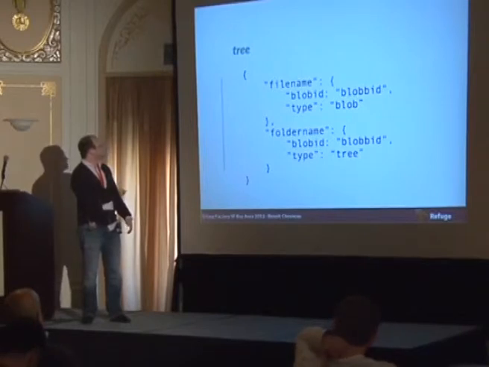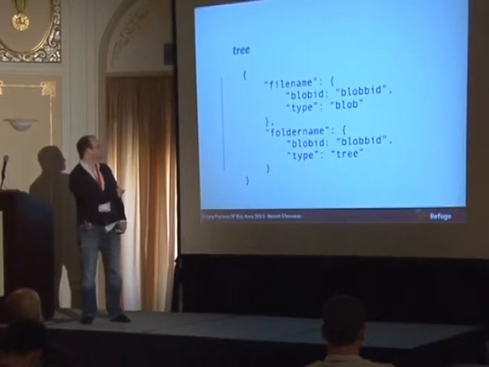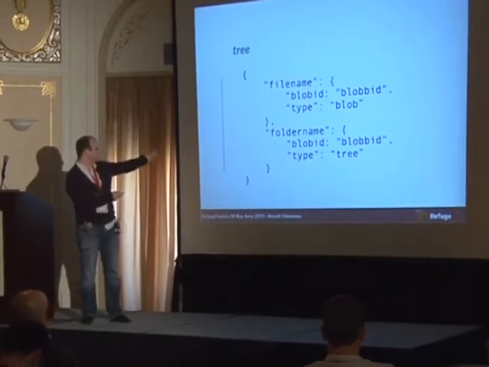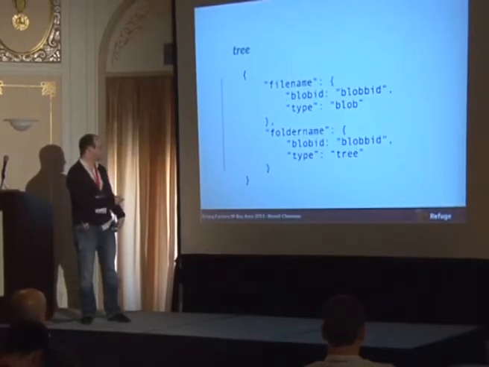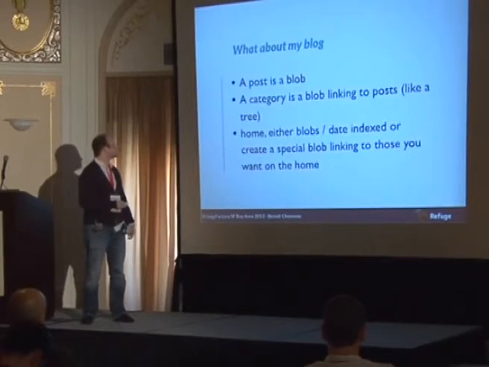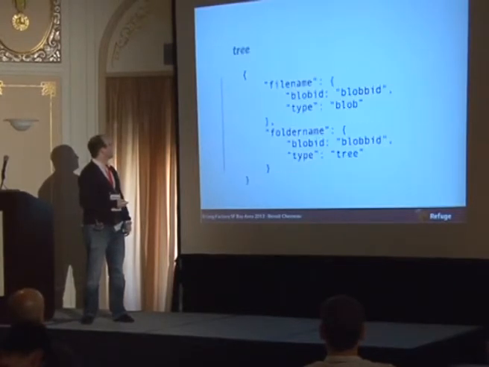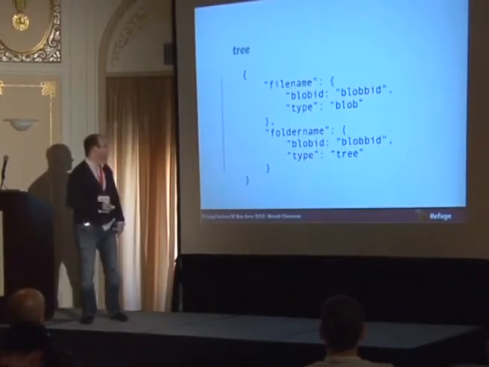A tree is also an object where the key is the file name, having another object, which is the blob ID and the type; this is the blobs. If you have another folder, this is the folder name, with the blob ID to the folder tree, which will be another schema like this, and the type, which is tree. So just exactly like it.